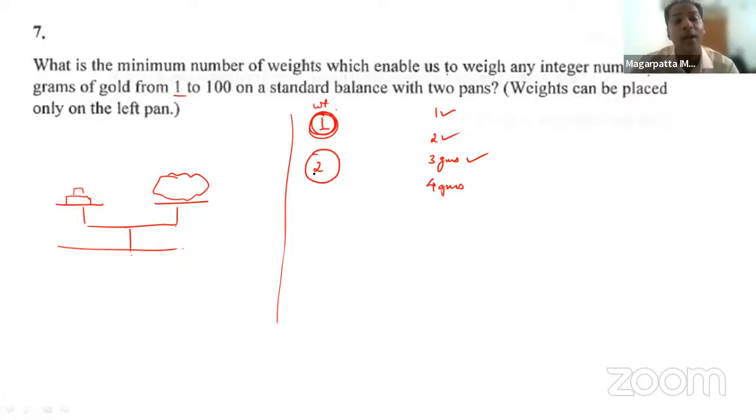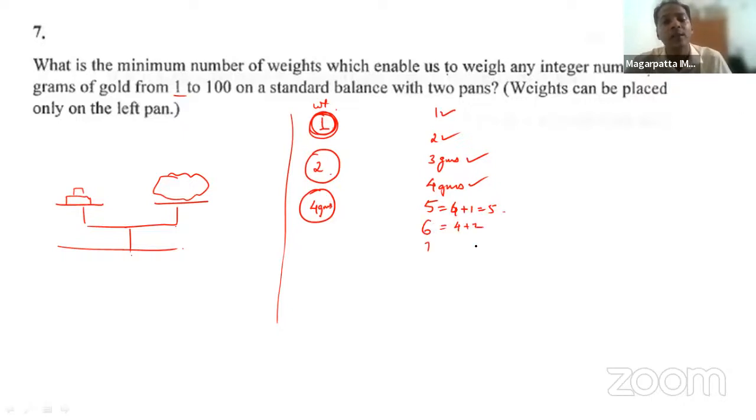Now, instead of having another 1 gram, 4 gives me the flexibility to be able to measure more weight later on also. Na? So that's why I'll take the next weight to be 4 grams. So I'll be able to measure 4. Then 4 plus 1, I'll also be able to measure 5. Will I be able to measure 6? 4 plus 2 is 6 also.